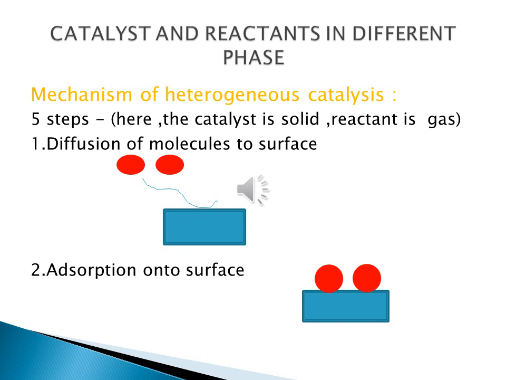So what happens in the first one? The reactant molecules are coming to diffuse onto the surface of the catalyst. Diffuse means they're going to come into the catalyst. In the second step, you see they're getting adsorbed on the surface of the catalyst. They are going to get adsorbed on the surface of the catalyst.